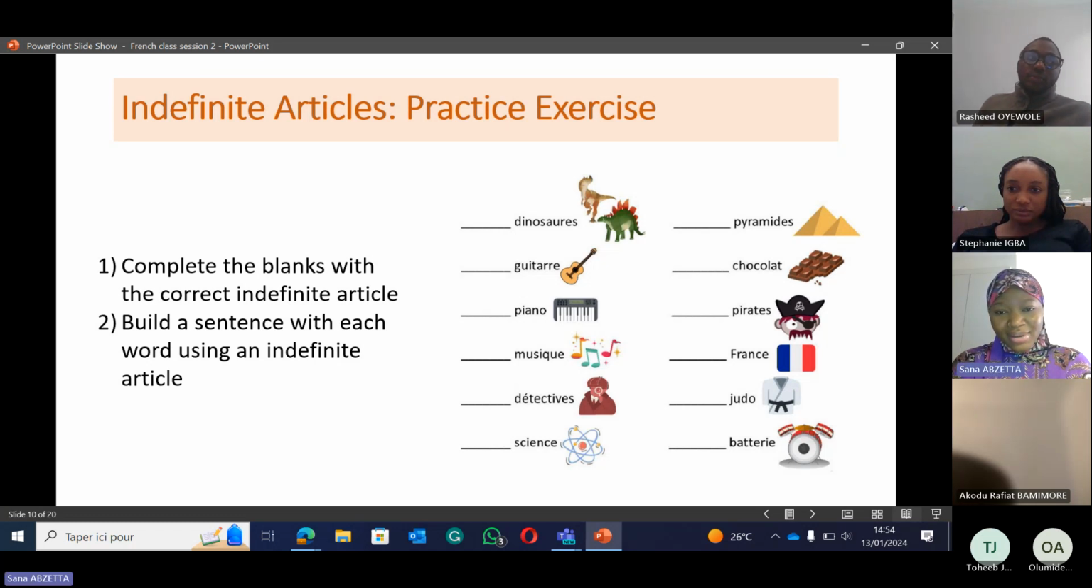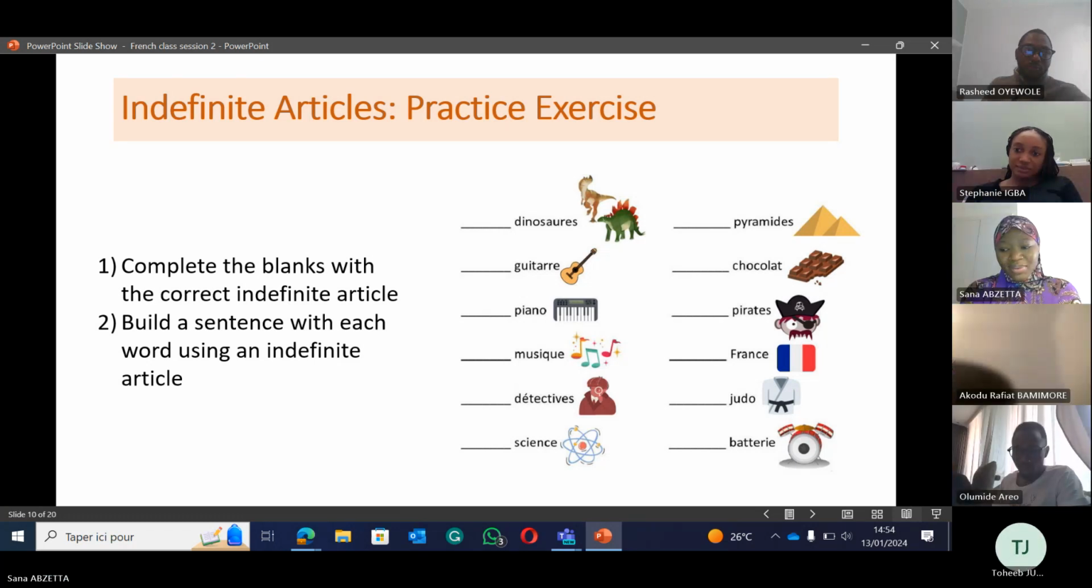Is Rafiat here? No, she stepped out. She's getting cold. Okay, someone else, can you please repeat? Tell me, do you think it's un, une, or des? Okay. Please correct me if I'm wrong.